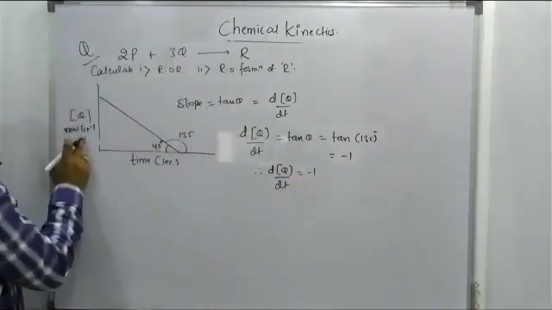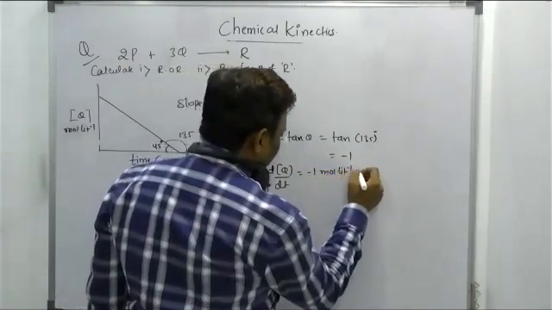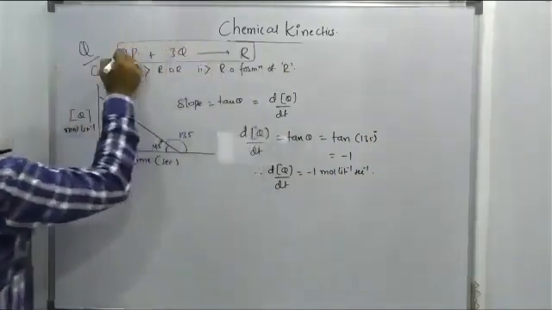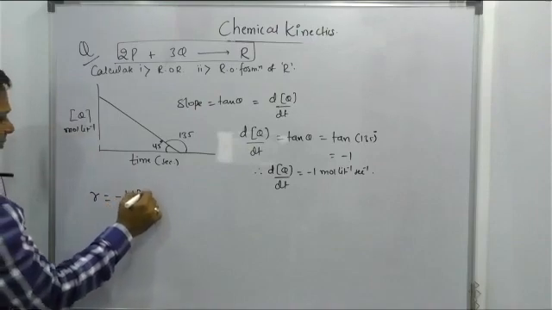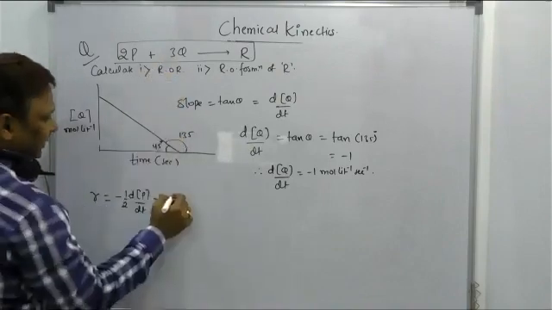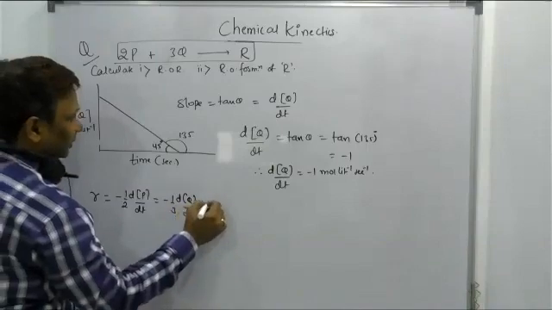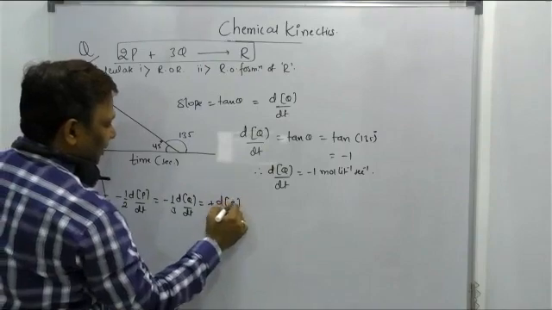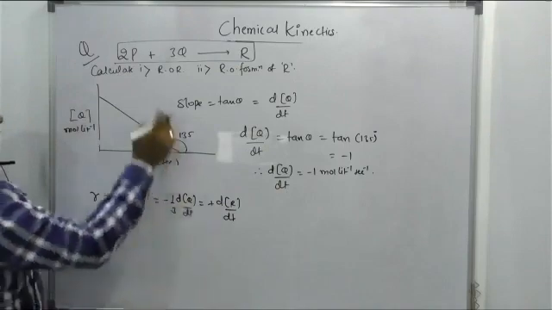Sir, can we say mole per liter per second? Yes, sir. This is mole per liter per second. Now for this reaction, sir, can you write ROR? Yes, sir. ROR is equal to -1 by 2 d concentration of P by dt, which is equal to -1 by 3 d concentration of Q by dt, which is equal to plus 1 by 1 d concentration of R by dt. So this is the value I got here, and they're asking to get the ROR.